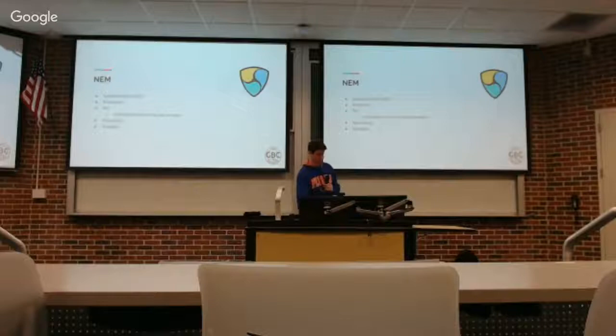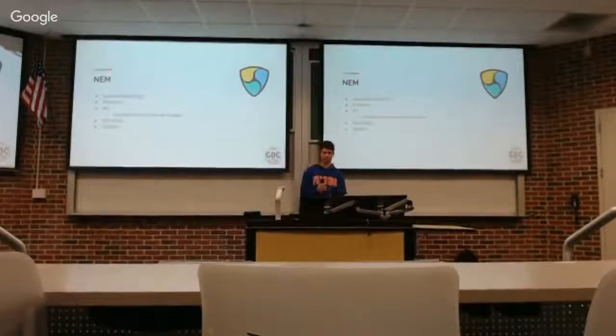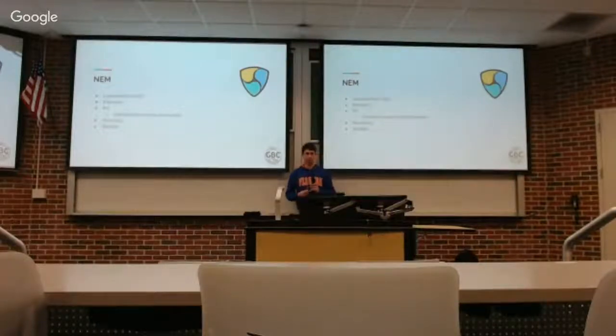Last up, we have NEM, launched March of 2015. And while NEM has been developing towards a greater distributed network, it has really been picked up by a lot of enterprise players who seek to use smart contracts to validate authenticity of certificates or certain identities.